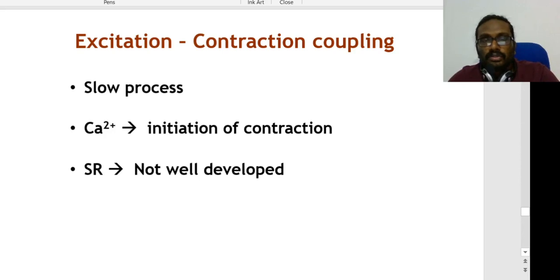We will lose a lot of energy as ATP, right? It has to be in a contracted state for a long period of time.